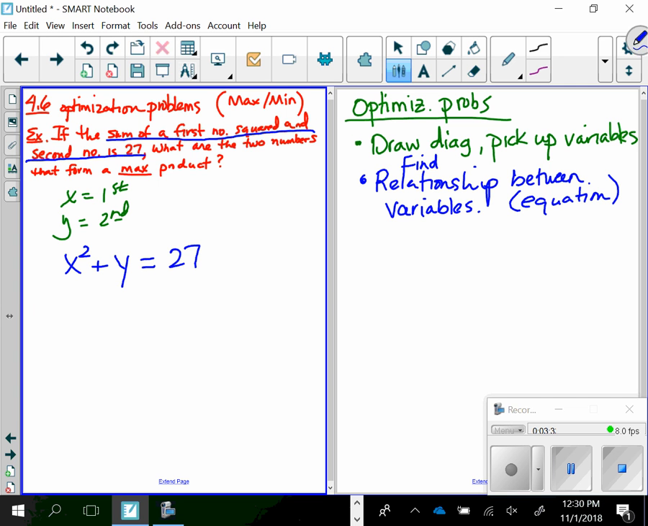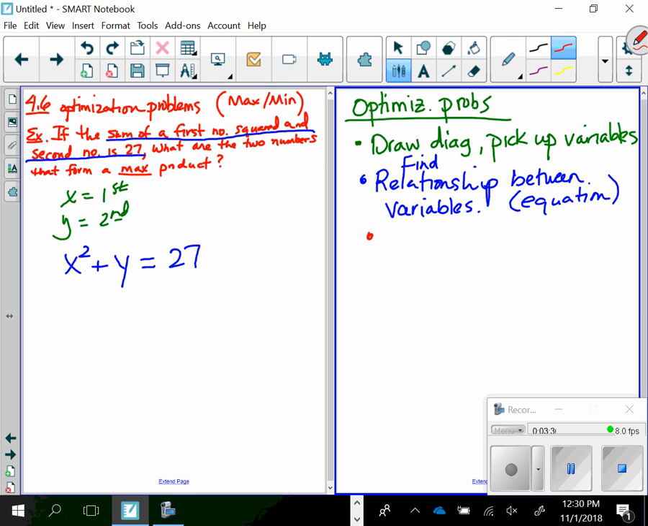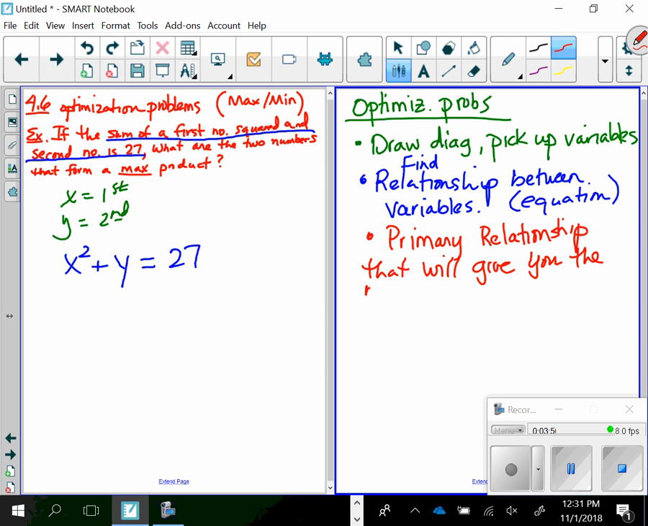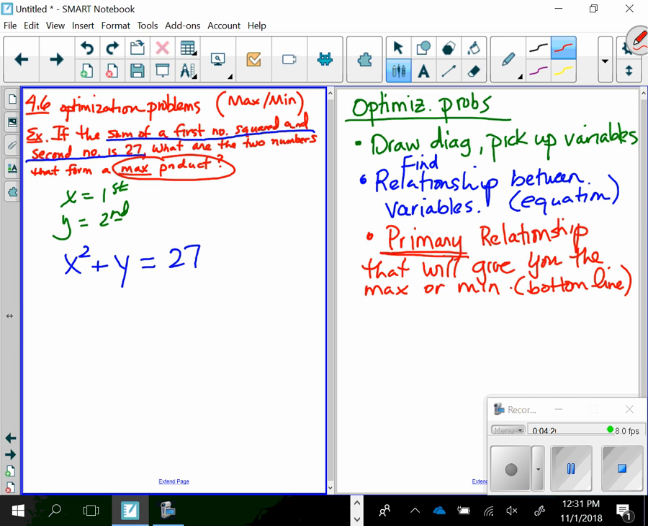Then we have a relationship they call the primary relationship, that will give you the extreme value. I'll write the max or the min, because that's what these problems are all about. They call it primary; I call it the bottom line. What are we really looking for? We're looking for the max of what? The two numbers that form a maximum product.